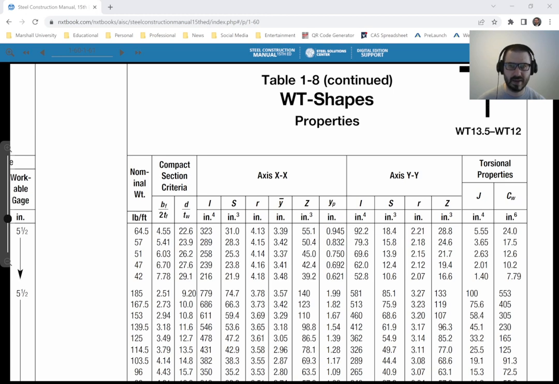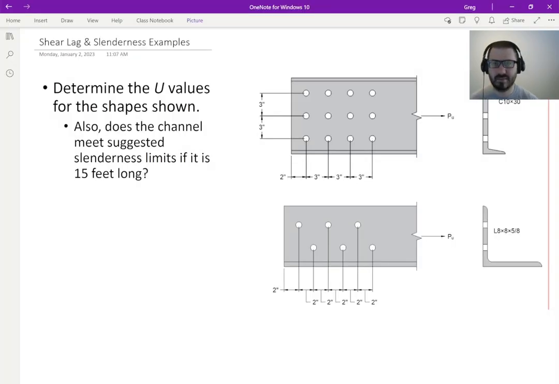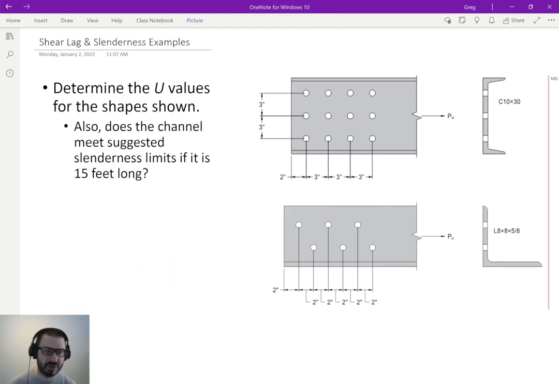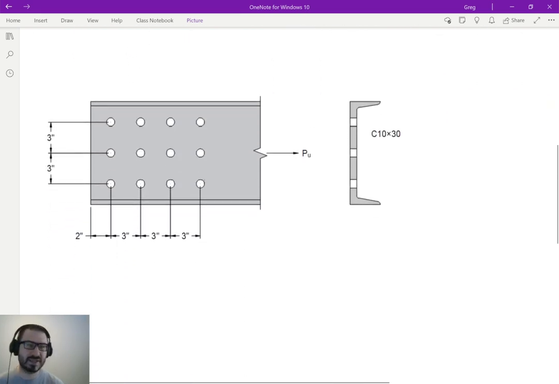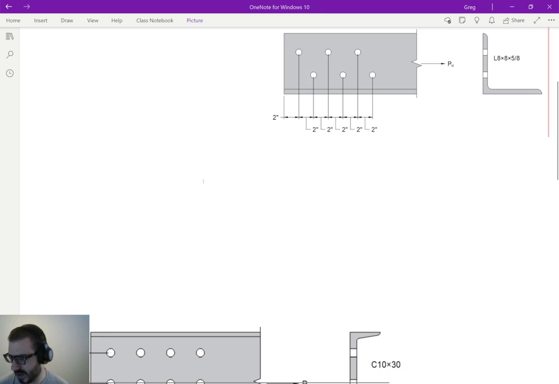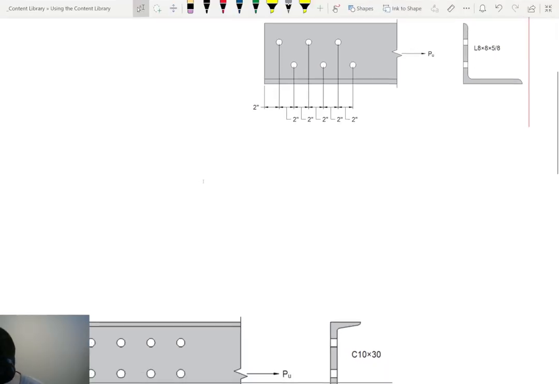All right, so what we're going to do is look at an example, and let me pull up the notebook in the class. We're going to determine the shear lag values for these two shapes. I've got a C10 by 30 and an L8 by 8 by 5/8. We're going to determine the shear lag factors for these two elements, and also determine whether or not the section meets slenderness limits if the channel is 15 feet long.